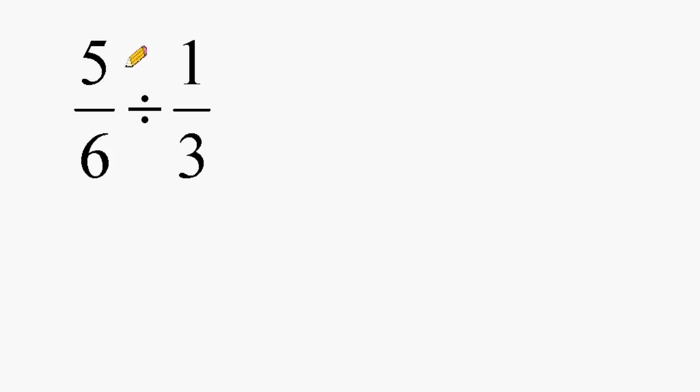In this example, we also have something larger being divided by something smaller. So we already know that our answer is either going to be a mixed number or a whole number. This time, let's start with the keep, change, flip method. So let's keep the 5/6, change the sign to multiplication, and write the reciprocal of 1/3, which is 3/1.